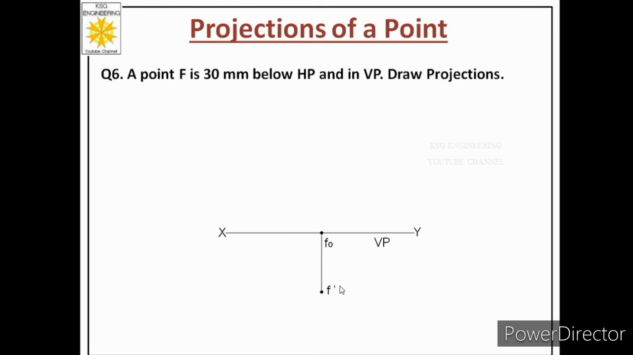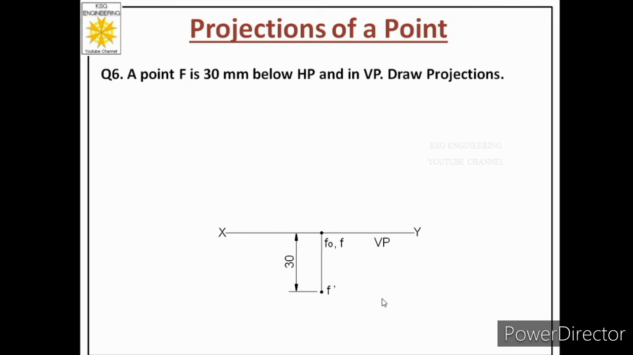In the previous slide through the quadrant system we have learned that if the point is in VP and that is in the lower half of VP, that means below HP, then in that case the top view of the point will lie on the reference line. So we will mark the top view with the reference point, comma, f, and after that we will place the dimensions.